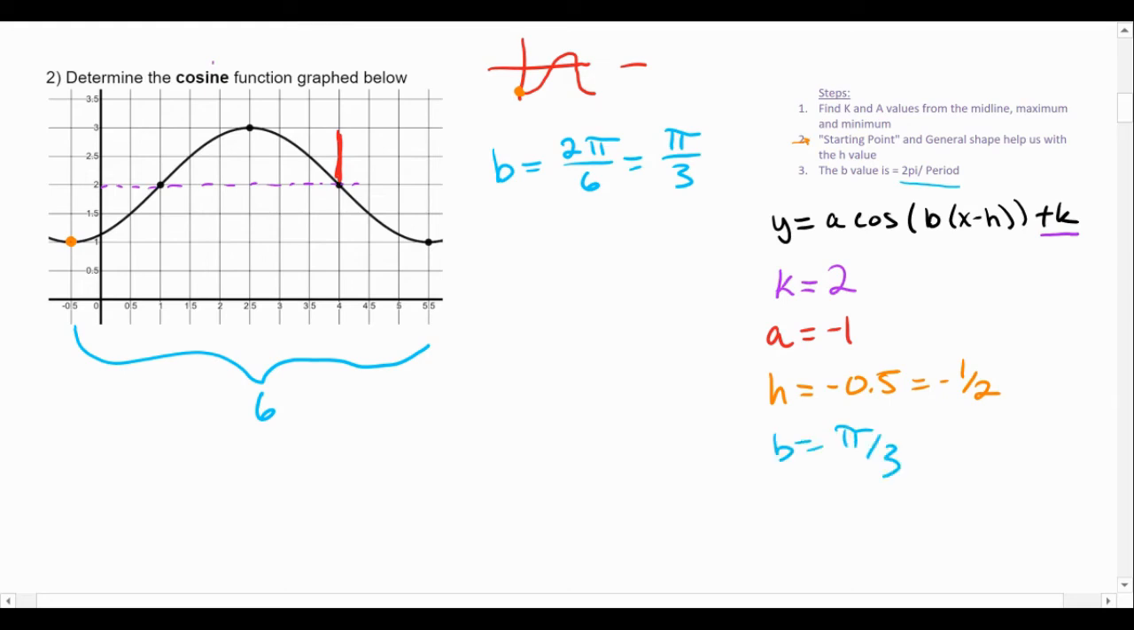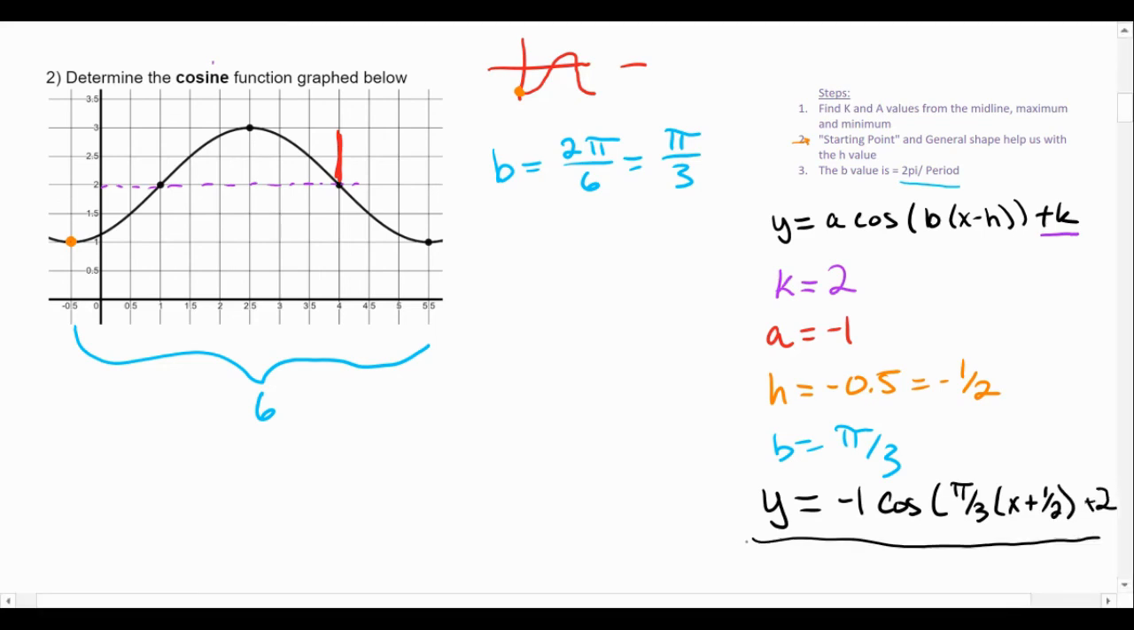Now it's just a matter of plugging this back into our original transformation equation. We get y equals negative 1 cosine of pi over 3, x plus 1/2 because it is a negative h value, and then plus 2. And that is our final equation.